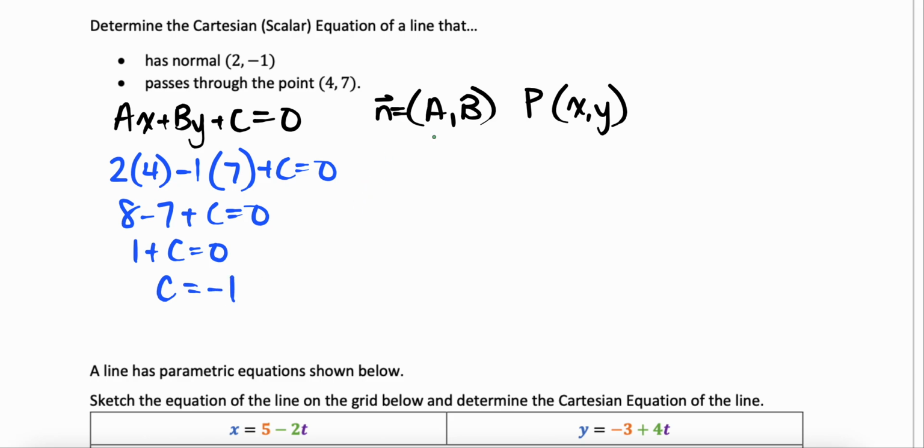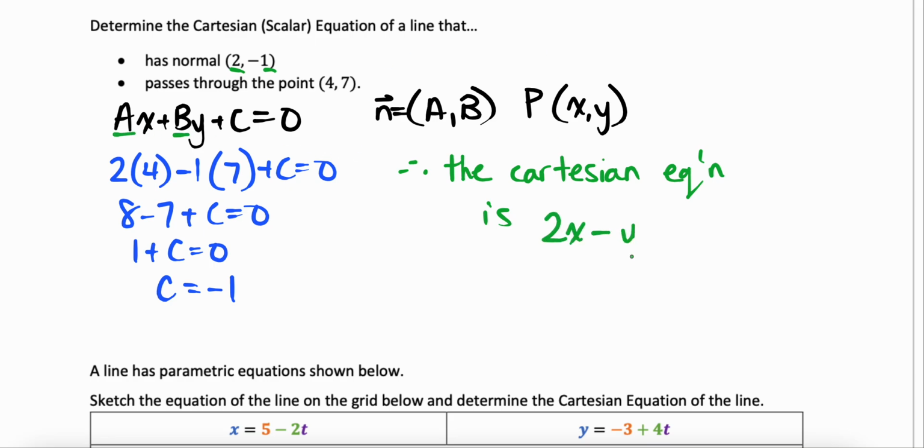So now I can write with confidence, therefore, the Cartesian equation of the line on the plane is going to be, I'm still going to keep my a and b as my normal vector coefficients, so 2x and then minus y, and I'm also going to plug in the value for c, in this case is -1, and that's going to be equal to 0.